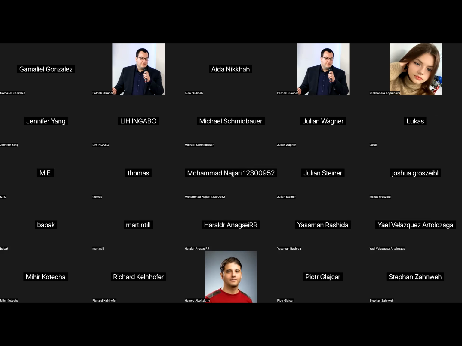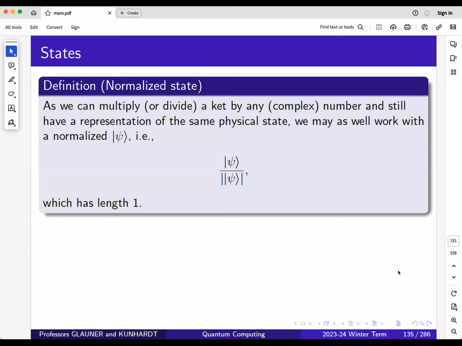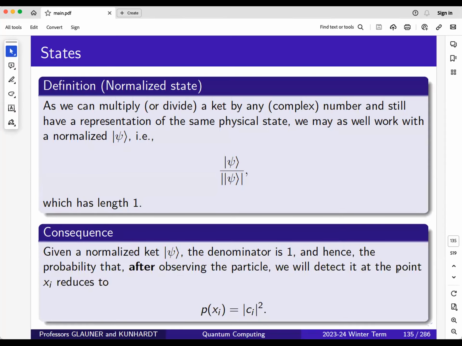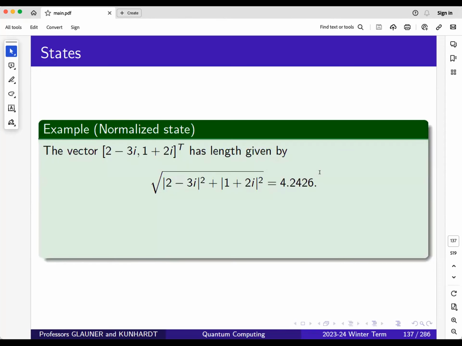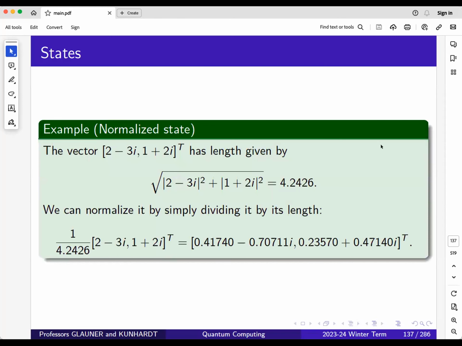So I can switch back to the slides. This is what we just did. We saw how we normalize a state, and I said that after observing the particle, the probability would be like this. We just removed the normalizer because we're dealing with normalized states, and this is the example we just did.